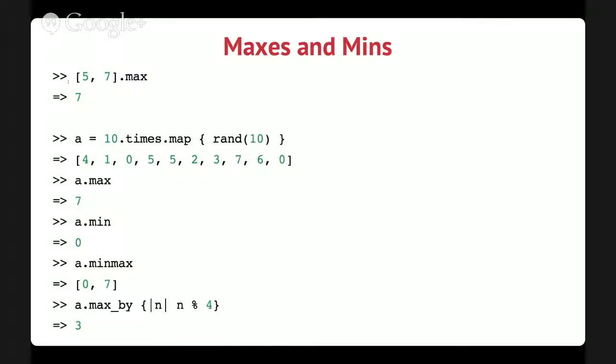We can use some of our Enumerable methods and our fancy enumerator times to just create an array of 10 random numbers. And then we can find the maximum, and we can even find both the minimum and maximum at the same time. And you'll notice that there's also a suffix that you can use called by. A lot of methods have this. There's min_by, there's sort_by.